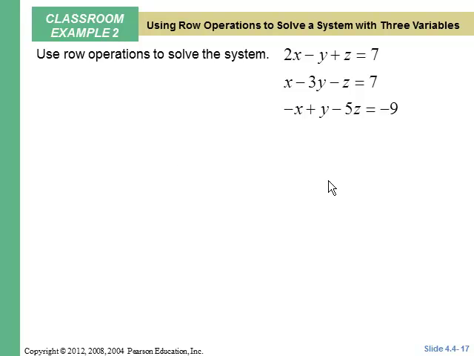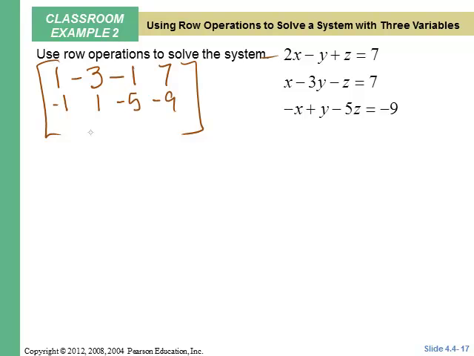So we can do the same thing with 3 equations. It's just a little bit tougher to get it into row echelon form. The first thing I'm going to do is this already has a 1 coefficient, so I'm going to write that row first. 1, negative 3, negative 1, 7. I'm going to write the second row as this one, negative 1, 1, negative 5, negative 9, and write this one last, 2, negative 1, 1, 7.